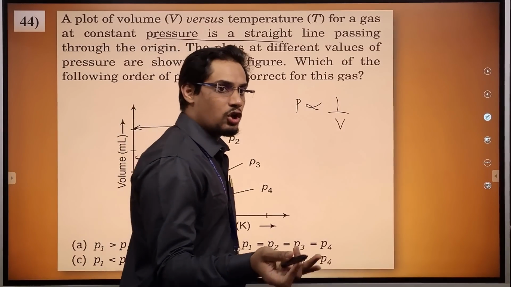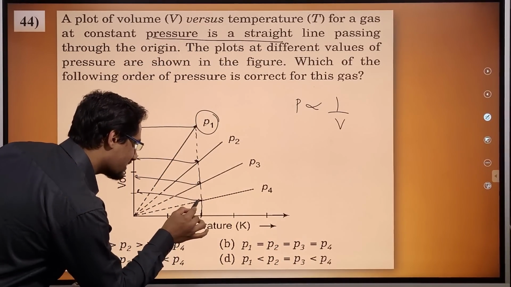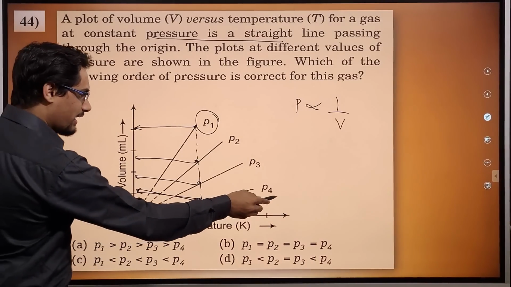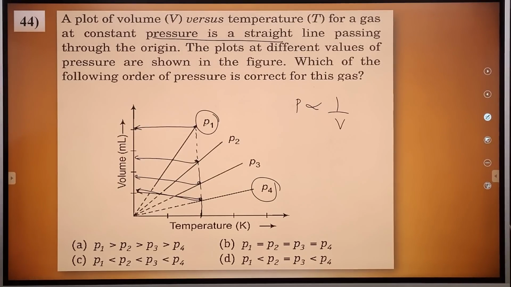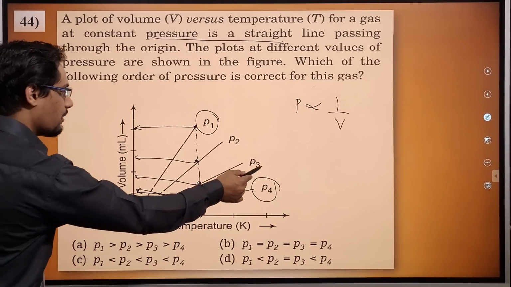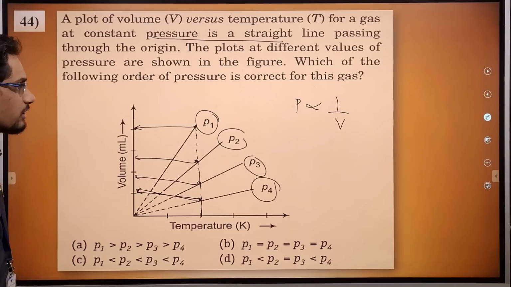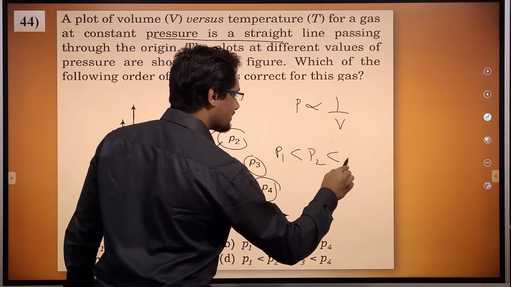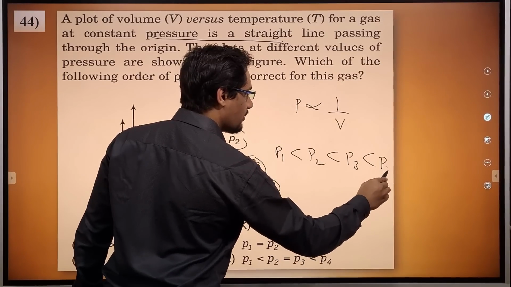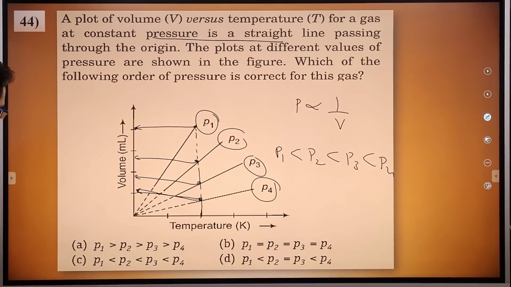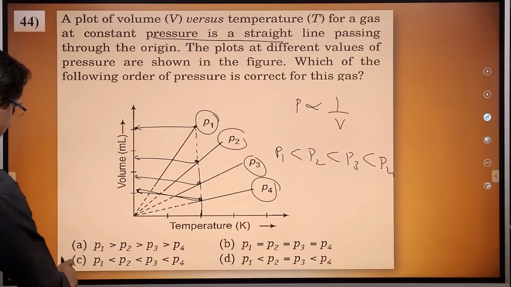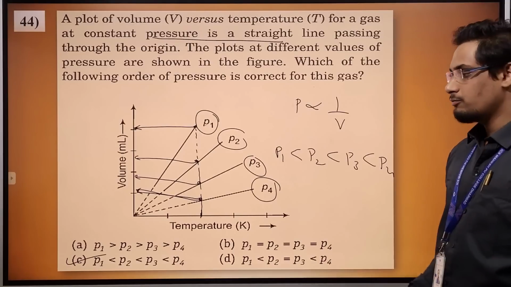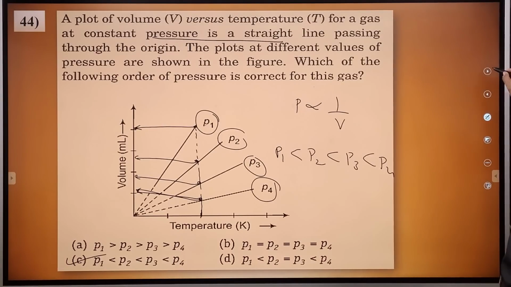The higher the pressure, the lower will be the volume. The one with least volume is the one with highest pressure. So highest pressure will be for P4, right? Then P3, then P2, then P1, or P1 less than P2, less than P3, less than P4. So P1 less than P2, less than P3, less than P4 is option C. Option C would be the correct answer.